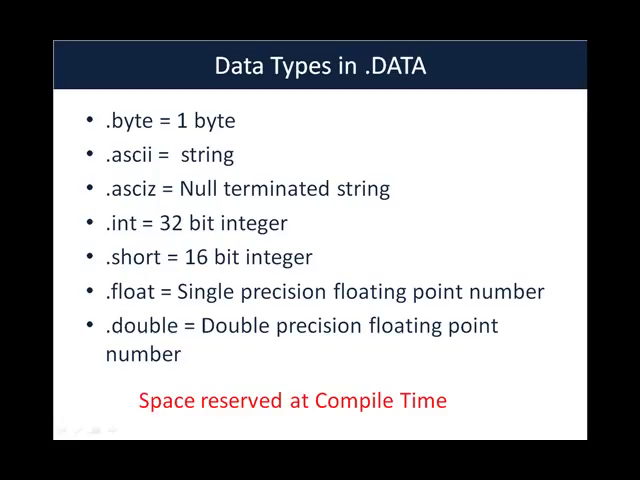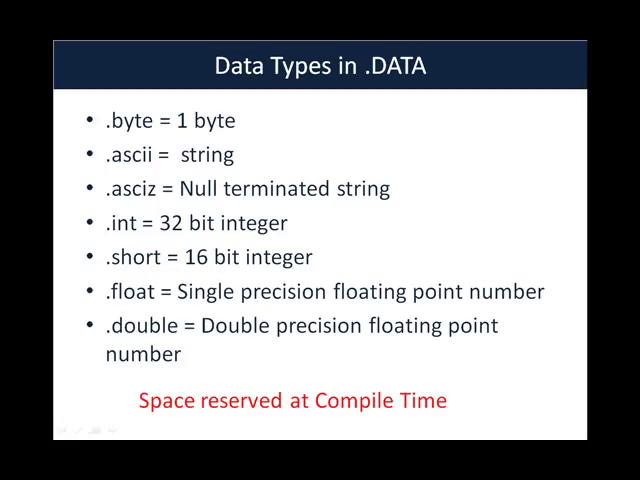Then we have .ascii, which, if you remember from the previous video, is basically a string. Then we have .asciz, which is nothing but the null terminated string. Then .int, which is a 32-bit integer, .short is a 16-bit integer, .float is single precision, and .double is double precision floating point numbers.